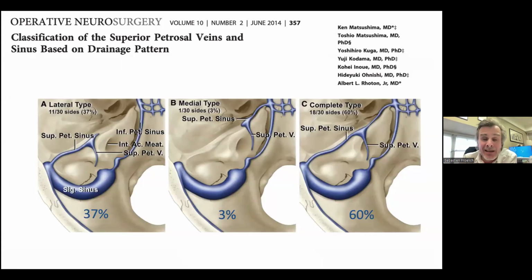Venous anatomy is extremely important. During this approach, you will most often have to cut the suprapetroral sinus. It's important to be aware that sometimes the suprapetroral sinus is not connected to the cavernous sinus, and this is almost 40% of cases.